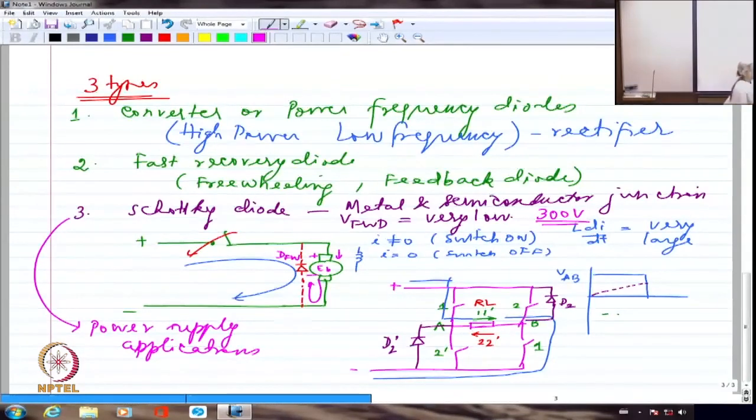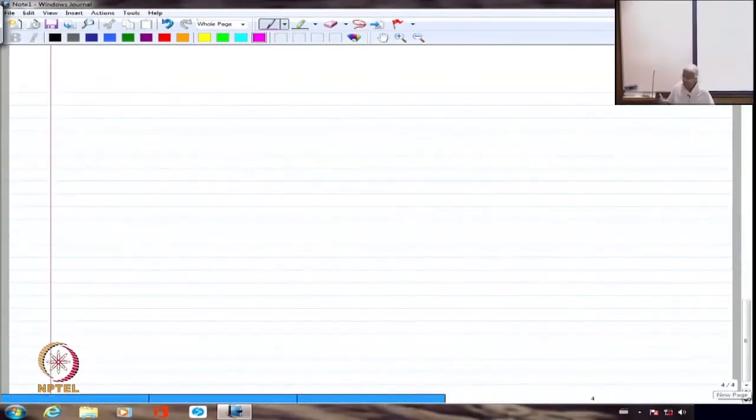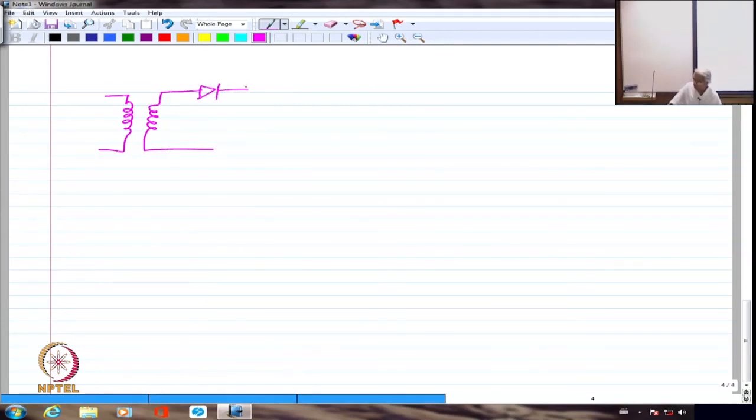Okay? And similarly in power supply applications, again, if you look at the rectifier that we use in power supply normally, you would see that if this is my output side of the rectifier, invariably I will use one Schottky diode here, one more Schottky diode here.